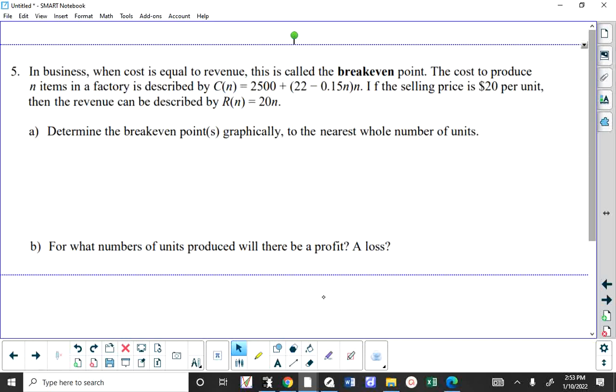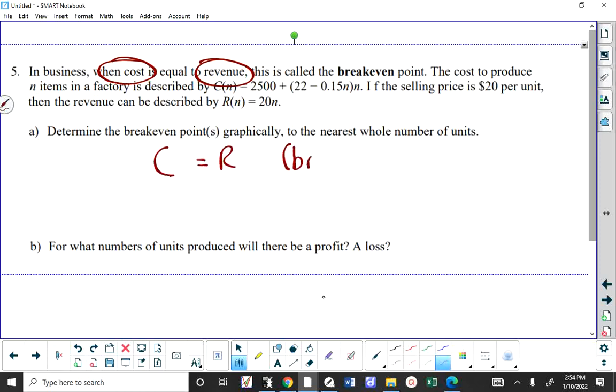When the cost that the business person pays equals the revenue, the money they bring in, that's called the break-even point. If you're running a business for the first time, in the first year, you hope to break even. If your cost equals your revenue, that's break even. What would you call this?